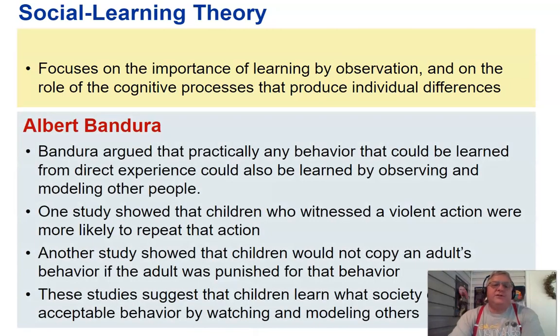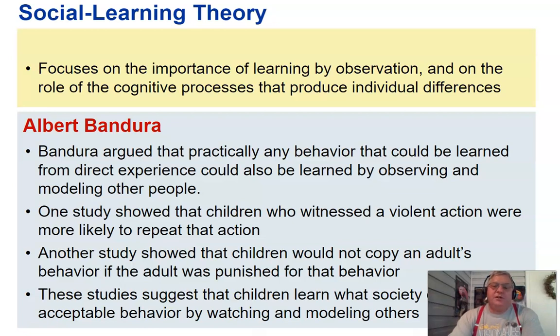Social learning theory focuses on the importance of learning by observation and on the role of cognitive processes that produce individual differences. Albert Bandura argued that any behavior that could be learned from direct experience could also be learned by observing and modeling other people. One study showed that children who witnessed a violent action were more likely to repeat that action. This is his famous study known as the Bobo doll experiment.